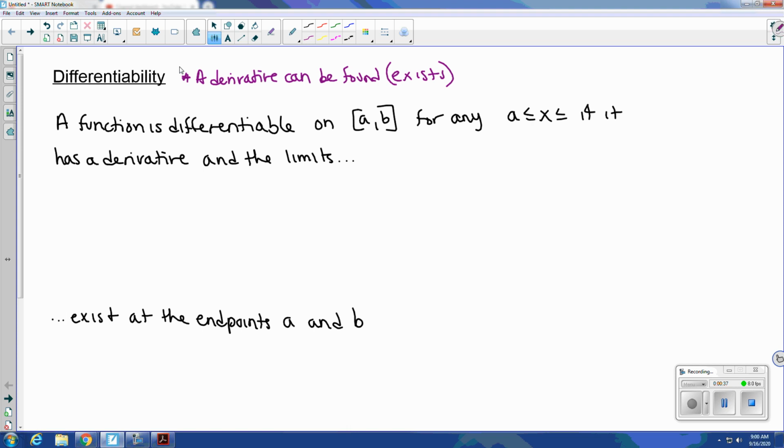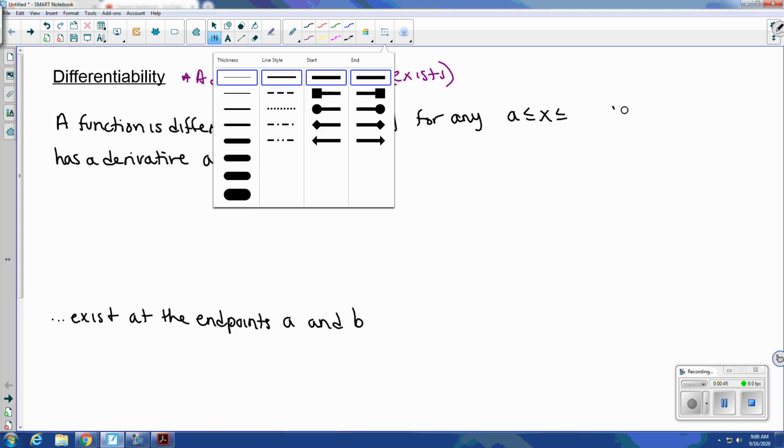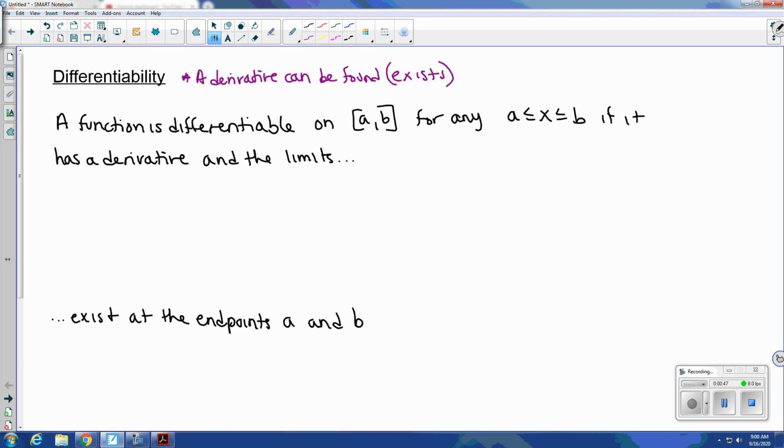So we can say a function is differentiable on [a, b], for any a less than or equal to x less than or equal to b, which I should have written, if it has a derivative and the limits. So now we're going to test limits at the endpoints of that interval. So we're going to say the limit, and we're taking the derivative. Okay, so we want to see if the derivative exists at the endpoints. So the derivative will be found by doing f of minus f of, and I'm going to plug in a second, but I want to leave that blank for now.